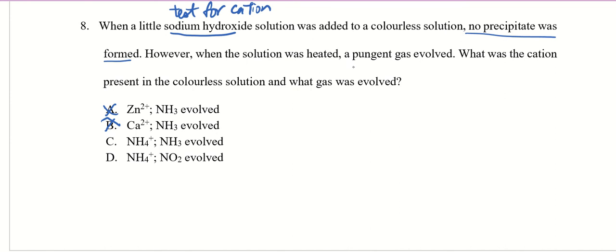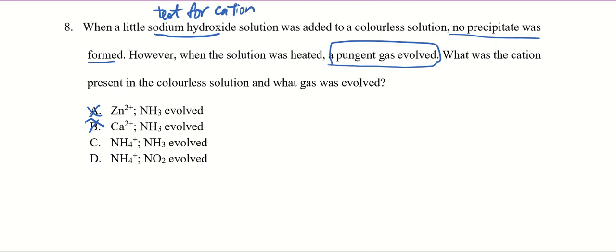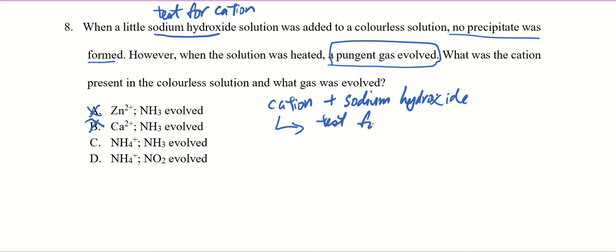However, when the solution was heated, a pungent gas was evolved. Now when you add a certain cation with sodium hydroxide and you heat it, this is basically the test for the ammonium ion.